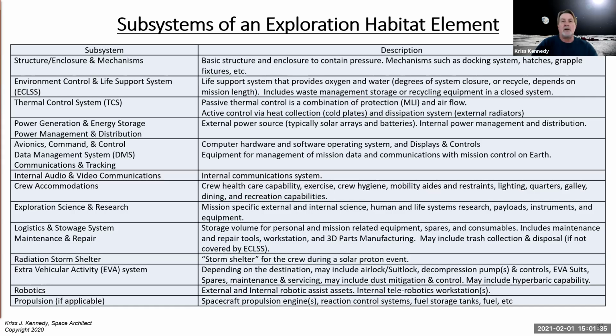I think I went through this already, but this is the subsystems and the description of each subsystem. Obviously, for structures and mechanisms, the structure is a basic structure and enclosure to contain pressure. The mechanisms are items such as docking systems, hatches, grapple fixtures, etc. I'm not going to read through all these. You can look at the descriptions of each of the subsystems at your leisure.